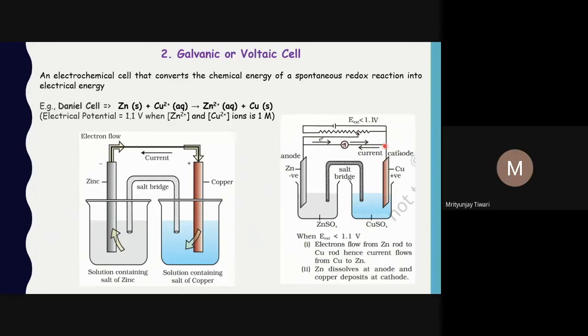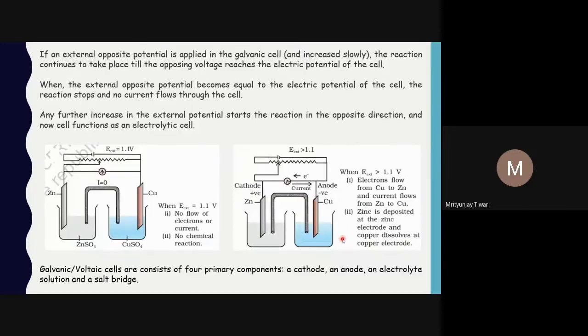Now, if an external opposite potential is applied, a potential in the opposite direction to the potential of this cell, and even if it is increased slowly, the reaction continues to take place until the opposite voltage reaches the electric potential of the cell.